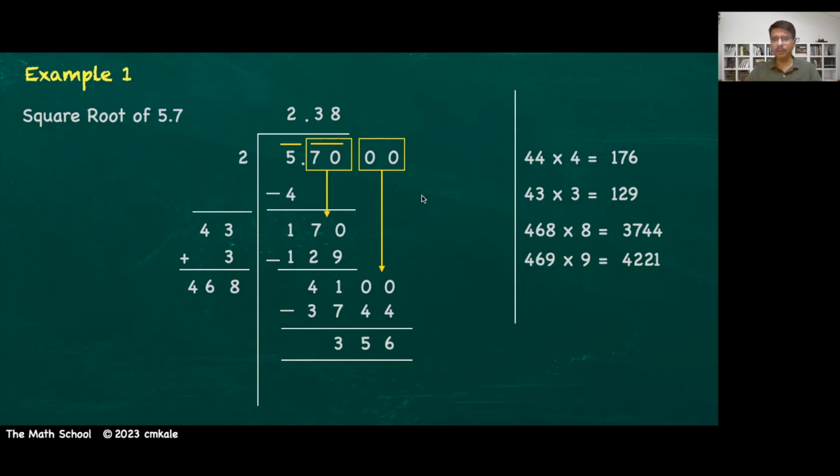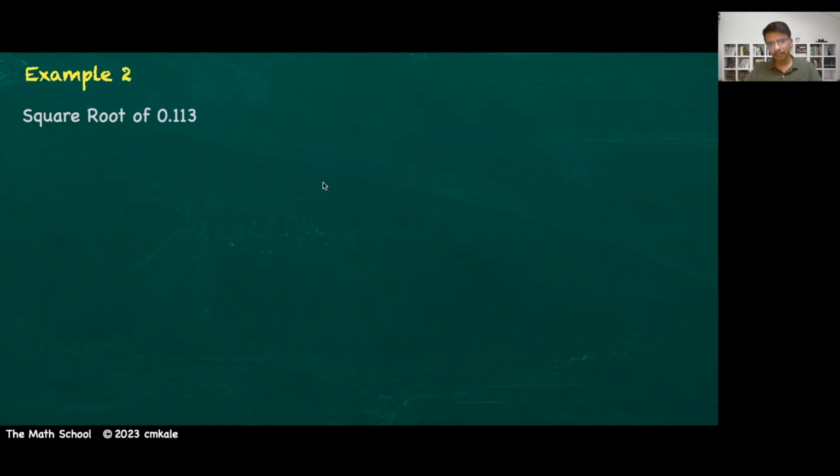Hope you guys solved this along with me and you have now understood this process. We will see one more example. Let us see that. We are finding the square root of 0.113. So what is the change in this example?